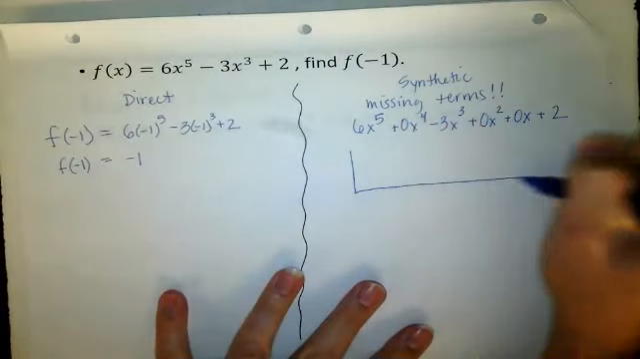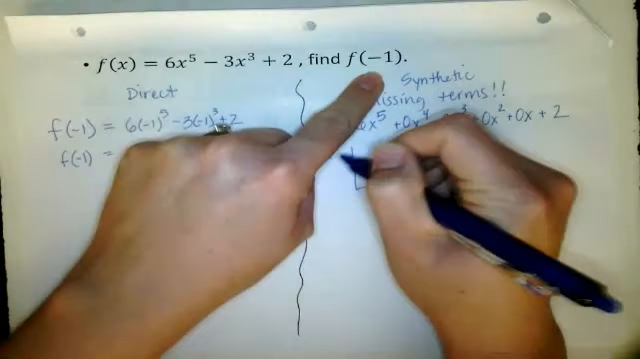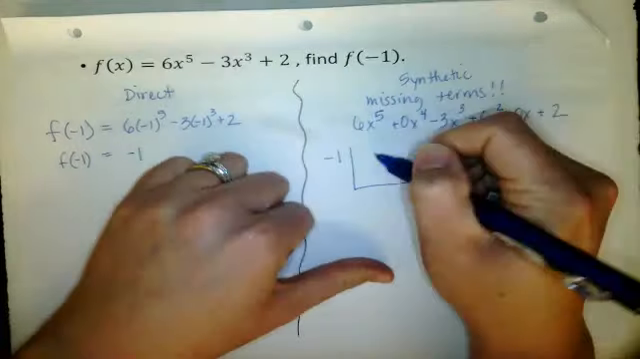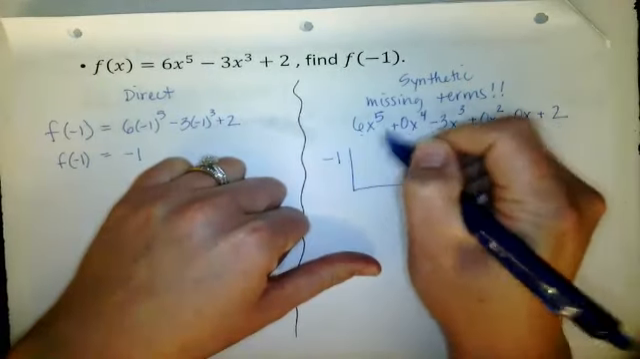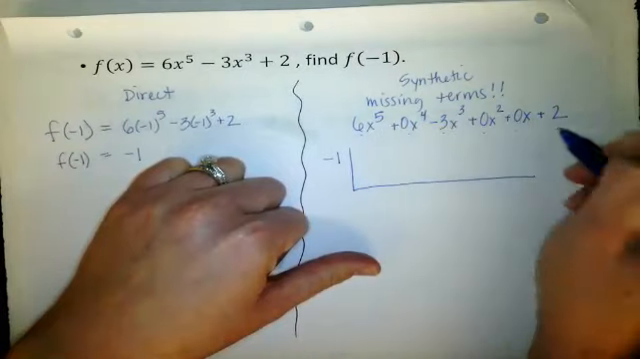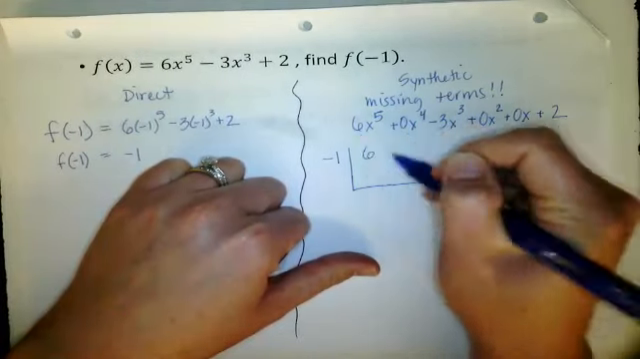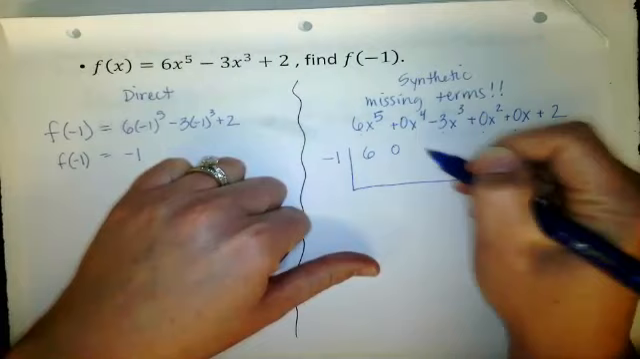Okay? So, all right, we're going to put our value on the outside. And now I get to write all the coefficients along the top. So this is a 5th degree function. There's going to be six columns here that we're going to go through.